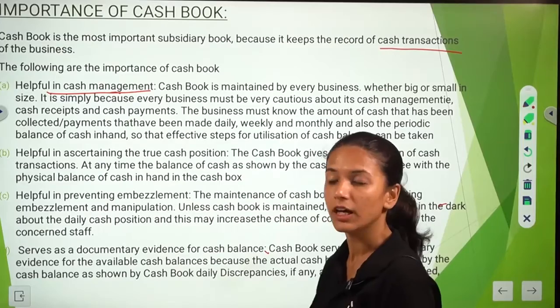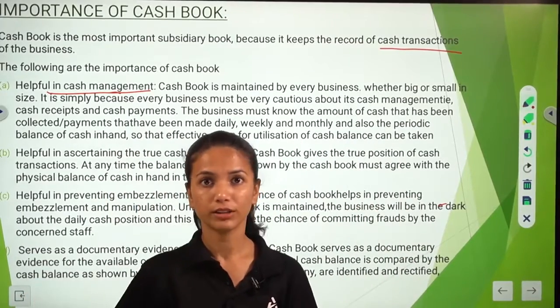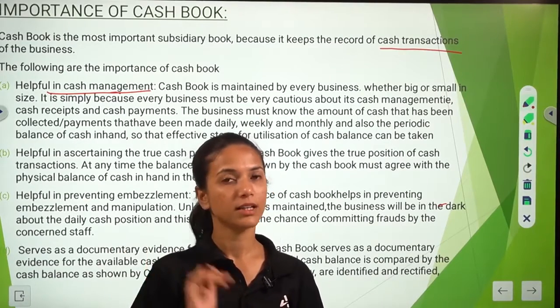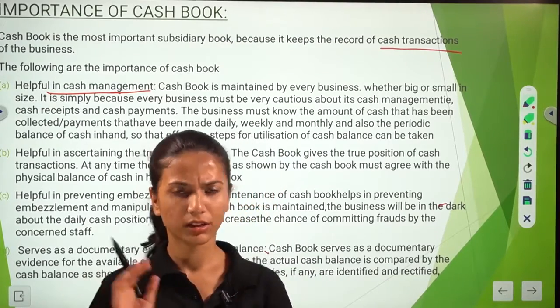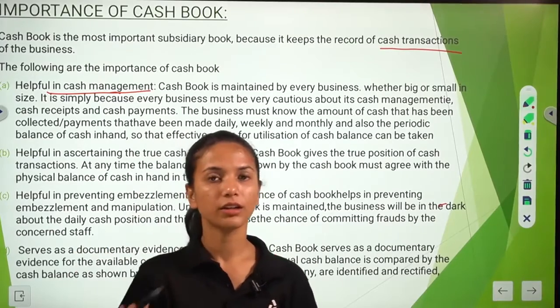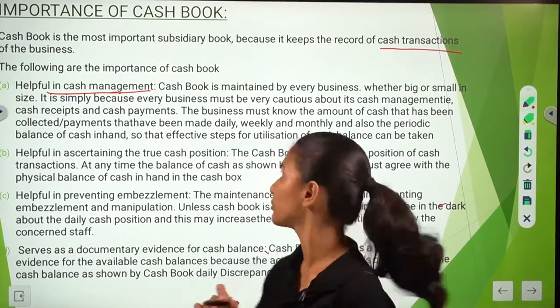And also, let's say you have to make a payment, and it is very important to make at that time, but your cash balance is low. By seeing the cash book, you can see that your cash balance is very low, so you can immediately arrange for some cash at that moment. So it helps in cash management.